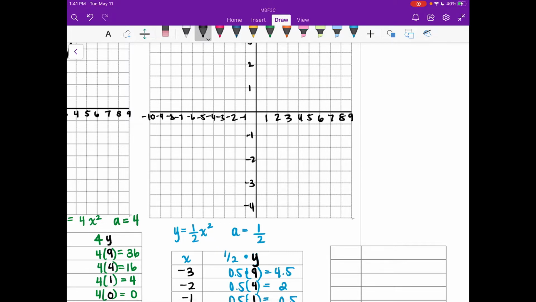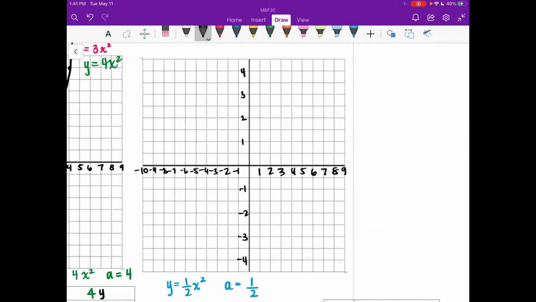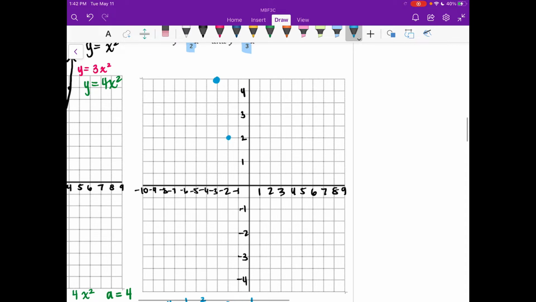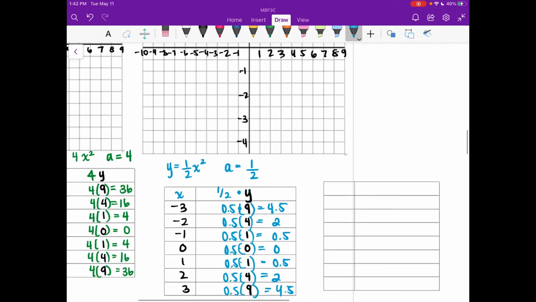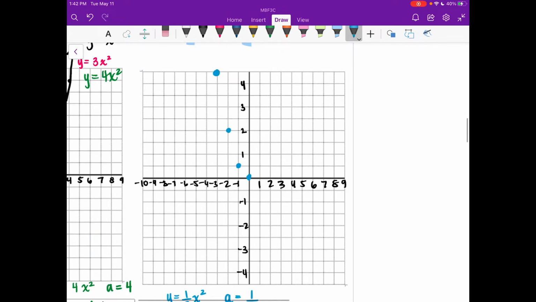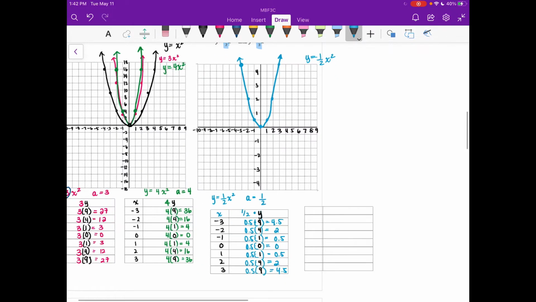Okay, and let's just go put in our points. So at -3, and I'm going to do it in the blue pen again. At -3, we were at 4.5, which is the highest amount. At -2, we were at 2, so I'm just going to go here. At -1, we were at 0.5, which is just here, and then 0, 0. At 1, we were at 0.5, at 2, we were at 2, and then at 3, we were at 4.5, sorry. I'm just going to draw on my graph. So that's what my y equals 1/2 x squared would look like.